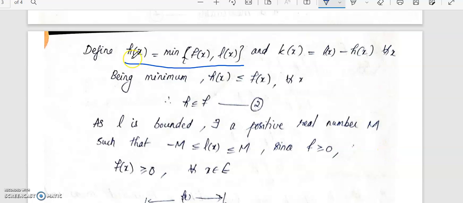Now this h of x is the minimum of f of x and L of x. Since it is a minimum, h of x will be either less than f of x or equal to f of x. So h of x will be less than or equal to f of x for all x. This is because h is the minimum, that is the property of a minimum. So we will have h less than or equal to f, which is what we want.